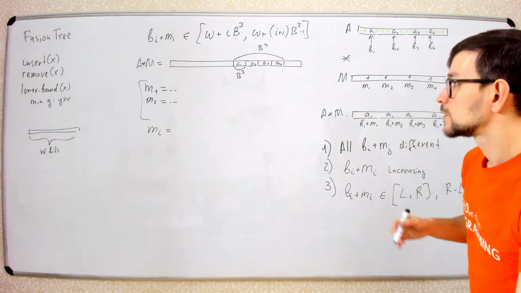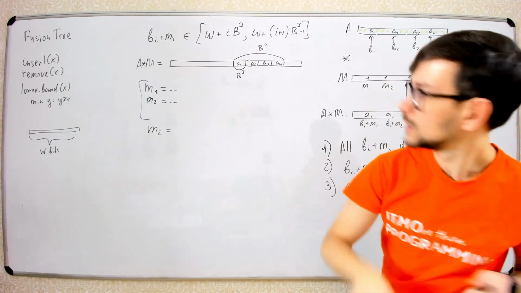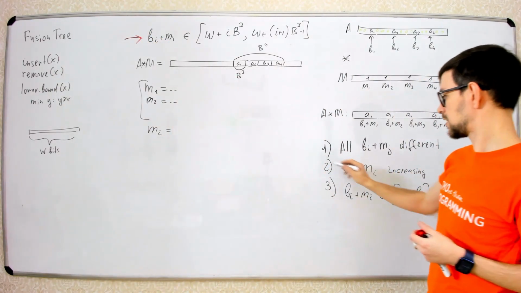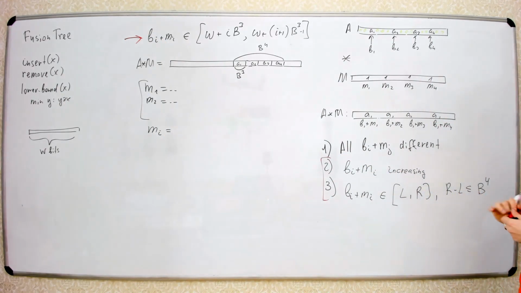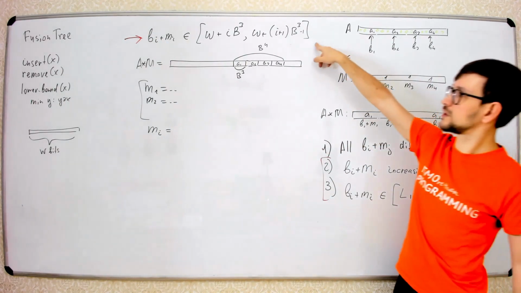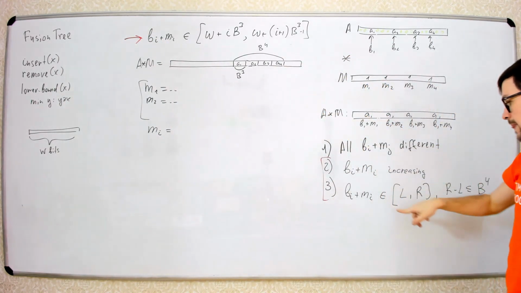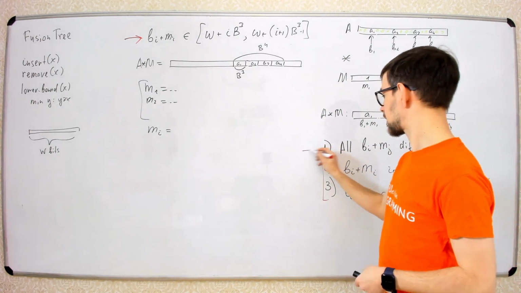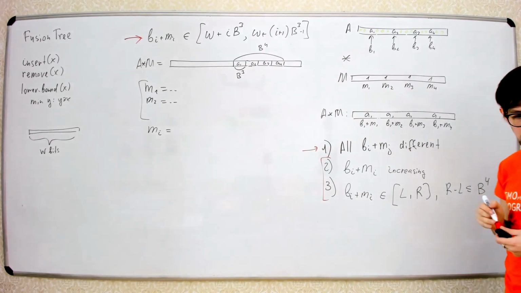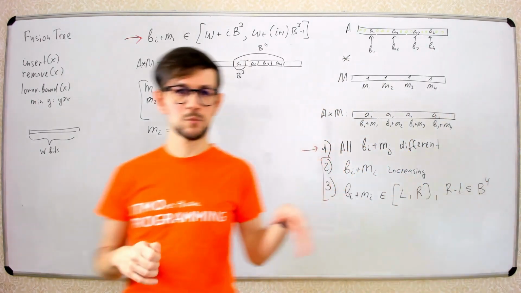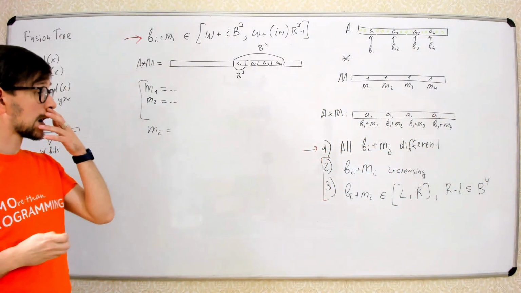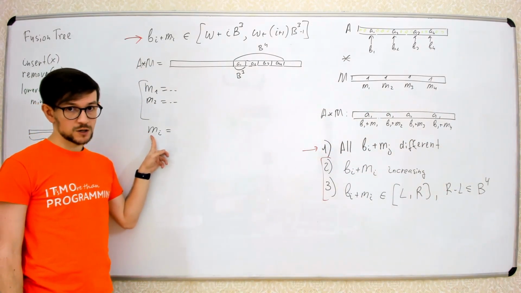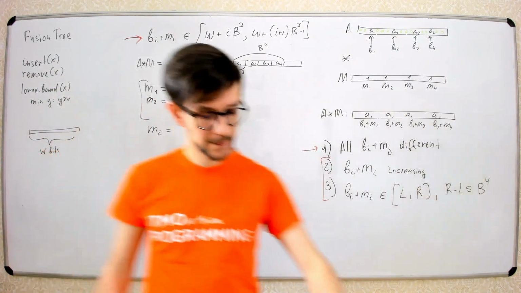So actually, this thing will give us both these things, right? So they will be increasing because they belong to different segments, and they always belong to a segment. So we only need to take care of this thing. So all these sums must be different. So let's try to pick value mi. So how to pick value mi?